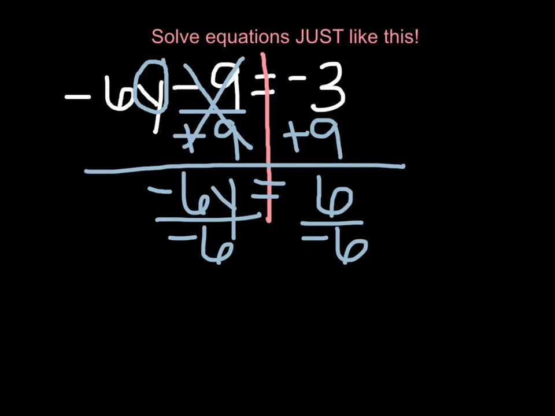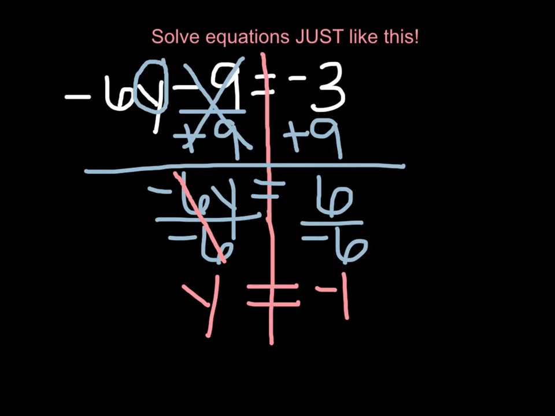Remember, whatever you do to one side, you must do to the other. And that equal sign stays true all the way down that line. Negative 6 divided by negative 6 is 1, and 1 times y is just y. And 6 divided by negative 6 is negative 1.